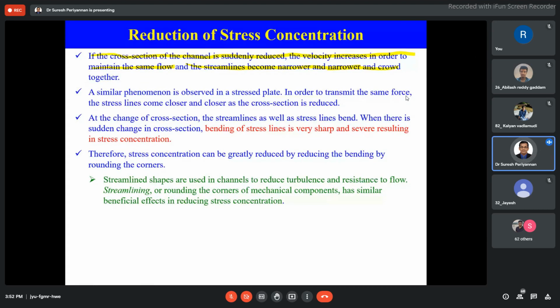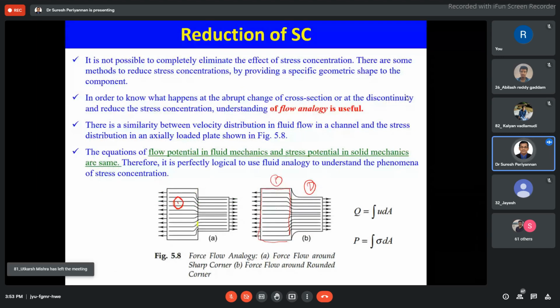Now I come to our solid mechanics concept. How are we using the fluid flow analogy to understand our solid mechanics? See here, a similar phenomenon is observed in a stressed plate. In order to transmit the same force, the stress lines come closer and closer in the cross section. When the cross section is reduced, all the lines come closer and closer, then what will happen? Each line is going to be more stressed. I mean, each layer of the component is going to be more stressed in this region as compared to this. Okay.